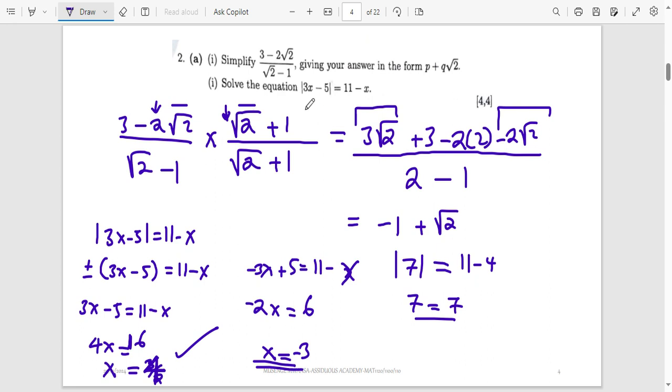Try negative 3, go in the actual function. 3 times negative 3 is a negative 9. Negative 9 minus 5, negative 14. Absolute value of negative 14 is equal to, here I've got to have 11 minus, where there is x, you are putting negative 3. Okay. Absolute value of negative 14 is 14. 11 minus negative 3 is also 14. So this is also a solution. Okay, so both answers are solutions. Just take note, it's not always that both answers will be solutions. That's why you check.